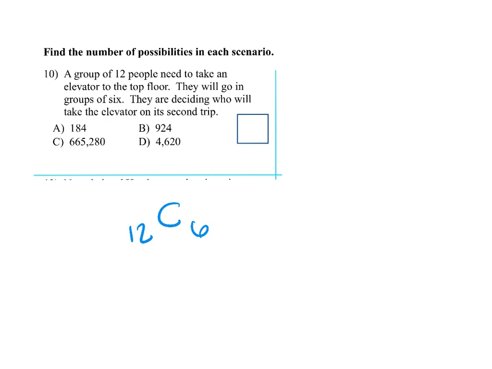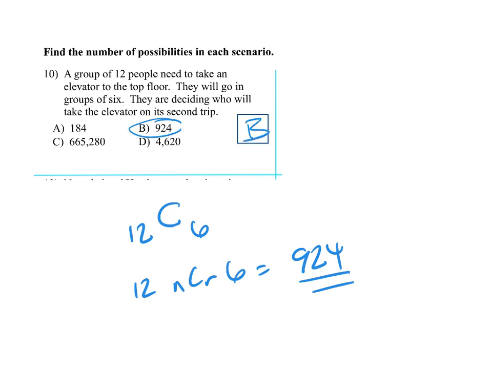So it's a 12C6. I'll use my calculator, so I'll type in 12. I'll hit the PRB key, choose NCR, and then type 6. And when I do that, lo and behold, 924 pops out. And that is choice B here. Right? So I have 12 people. I'm taking 6 of them. So this is a 12C6. Hit the buttons. Boom, I got the answer. It should be that simple.